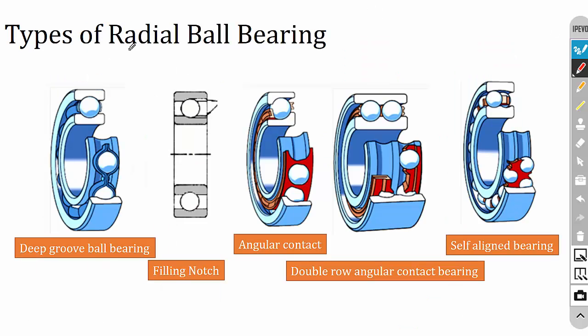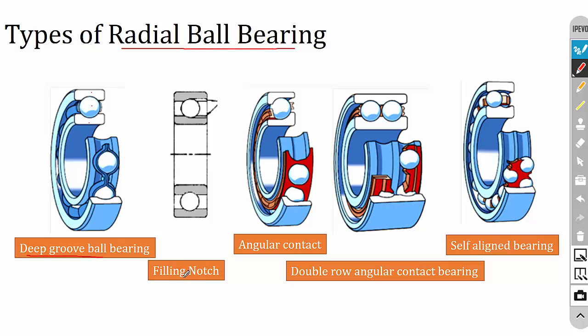So these are all the types of radial ball bearing. The radial ball bearings are used to take up only the radial loads. The first one is the deep groove ball bearing, the most common one. The balls are used in between the inner race and outer race, and a ball retainer is used to keep the balls in position. So that is the deep groove ball bearing.